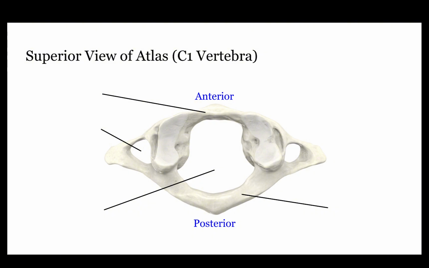The C1 bone is also known as the atlas bone, and in this image we see a superior view of the bone. Starting off at the bottom, we see our vertebral foramen. That is just the large hole that is in the middle of the bone. From the superior view, we're also able to see the transverse foramen better, which is something that's unique to the cervical vertebrae. We have the anterior arch and the posterior arch.